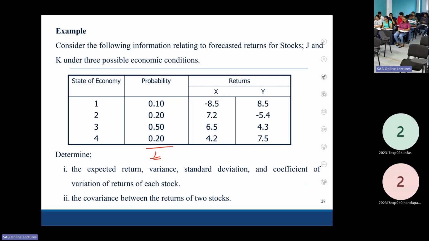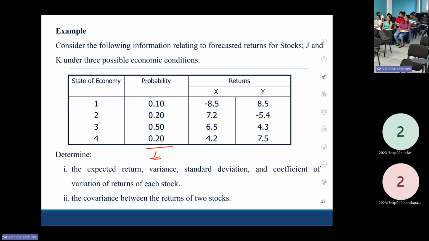Under each state of the economy, you can see the stock X and Y. You are given a forecasted return. This forecasted return includes two components. What are those two components? This is an investment in equity shares, ordinary shares, so the forecasted return includes two types of returns. What are those? Capital gains and dividend. So based on expected dividend and expected capital gains, you have forecasted your return for each state of the economy.